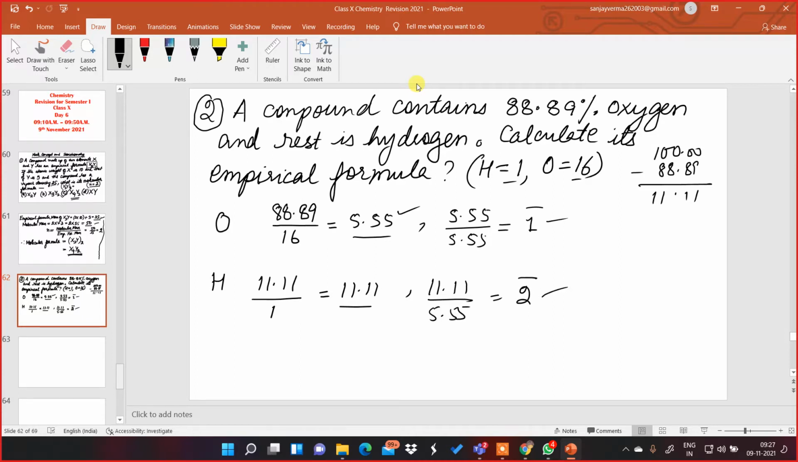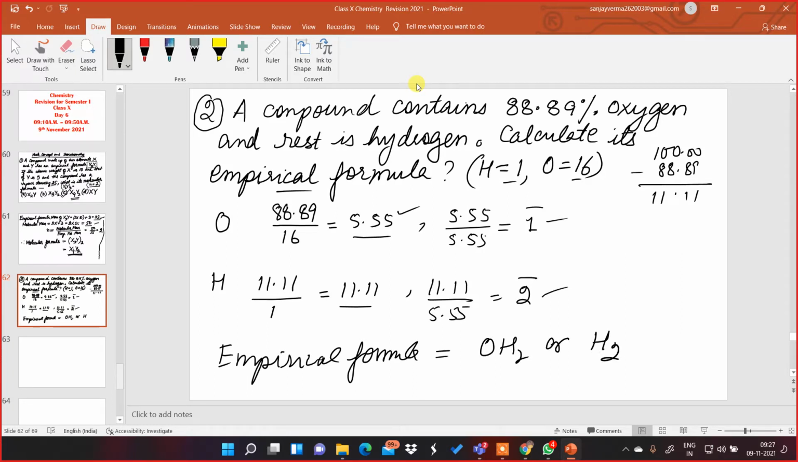They are telling us to calculate the empirical formula. The empirical formula is OH2, or arranged properly, H2O, that is water. Try to get this, it is a very interesting sum.